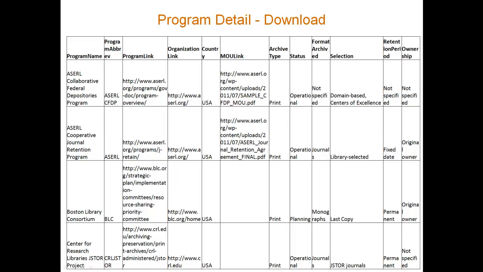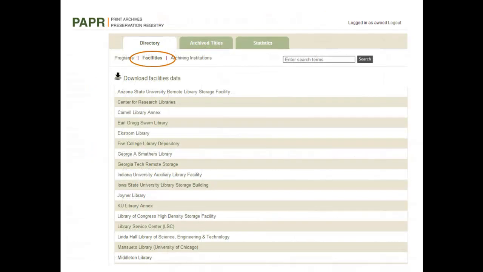And so moving to the facilities page, it follows much of the same format that the programs did. So now we have a list of facilities that are being used for print archiving or shared print programs. And again, you can choose to download all of the information that would be associated with these facilities. And that's not just the list of facilities as you saw in the other ones. It has all of the detailed information that you would find on the individual page.